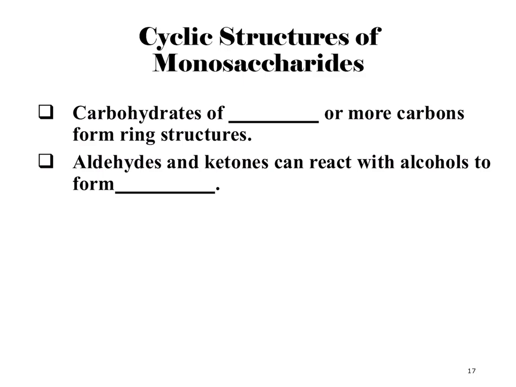And so we can have these cyclic structures of monosaccharides. If we have 5 or more carbons, we can form ring structures. And what happens is when we have aldehydes or ketones, they can react with alcohols to form what are called hemiacetals.